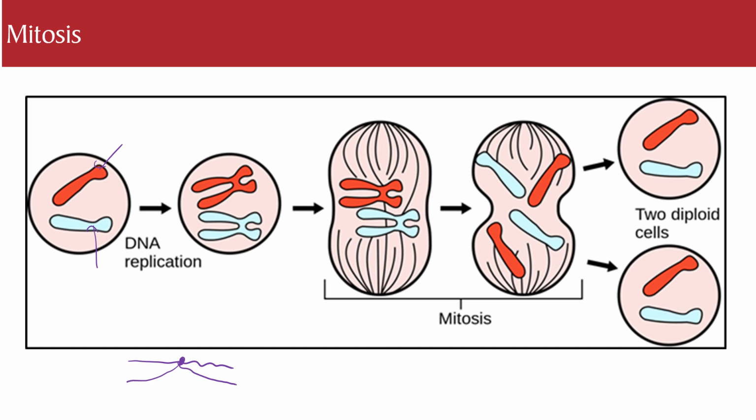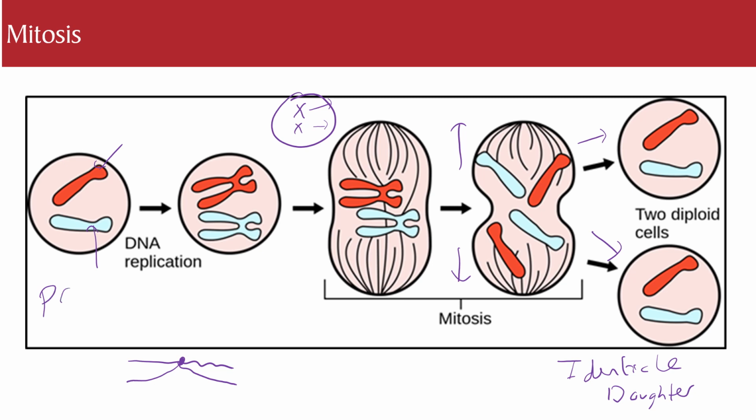Then they line up. Okay, I'll often draw it where they literally line up down the middle. Then they separate, and they split on the actual centromere itself. So half goes that way, half goes that way. And then you make two identical diploid cells, right? And what they are is they are then daughter cells. And the one at the very start was then the parent cell.